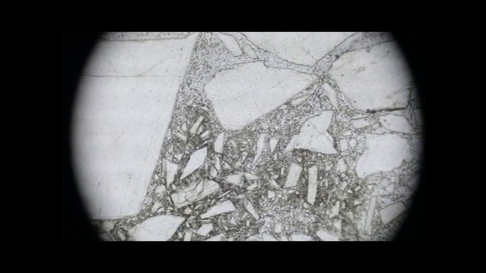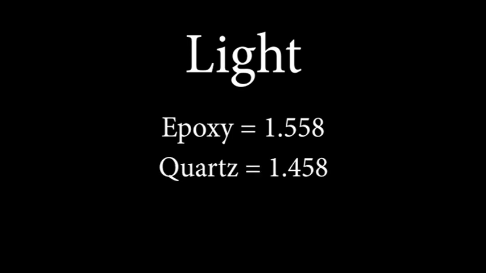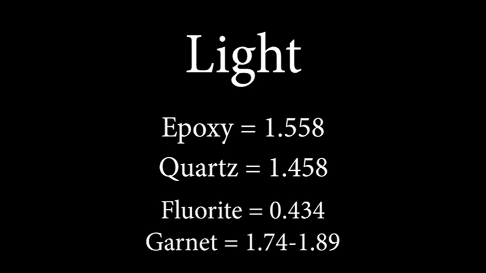So how does it work? As with all things microscopy, it's all about light. The refractive index of epoxy, which the thin section is made of, is something like 1.55. And quartz has a very similar refractive index. So when light passes through them, the refraction is nearly identical. That's why you don't see any outline. And fluorite or garnet, their refractive indices are very different. So they refract very differently. And in that way, you can see a huge outline.